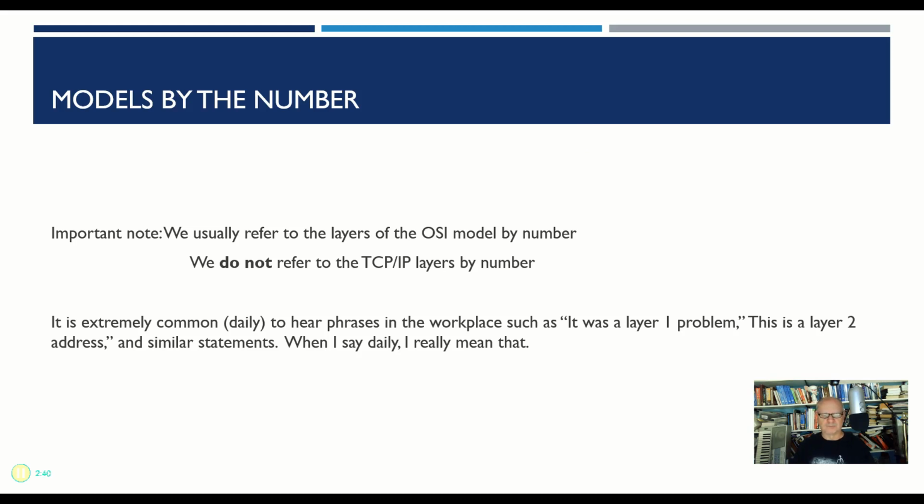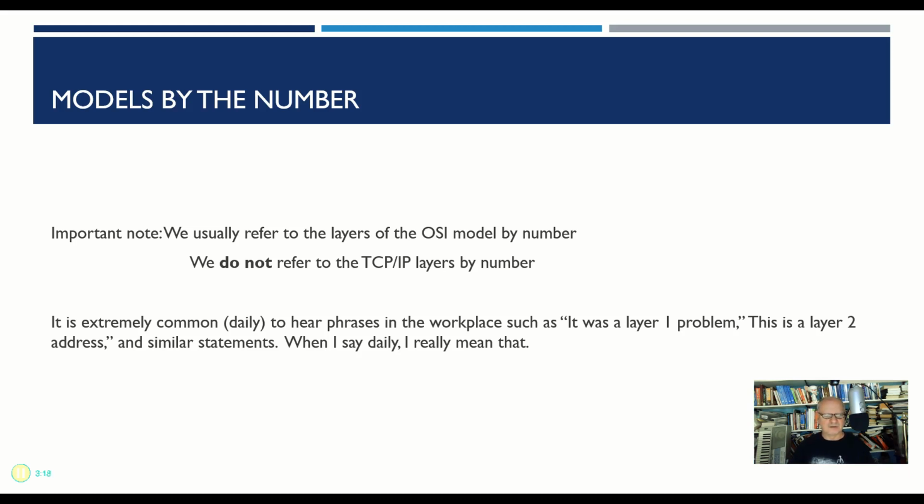One very important note. When we refer to the OSI model, which we do, by the way, most of the time, it was so well ingrained in our terminology by the time TCP/IP came along that we just continue to use it. We don't actually refer to the TCP/IP model that often. But when we refer to the layers of the OSI model, we refer to them by number. We do not do that with the TCP/IP layers. So we use phrases all the time in industry. Yeah, it's a layer 3 problem, or that was a layer 1 problem.